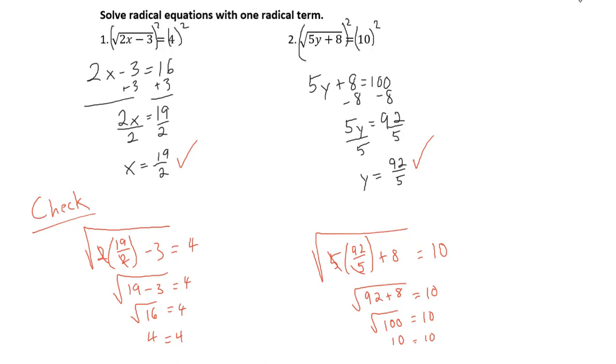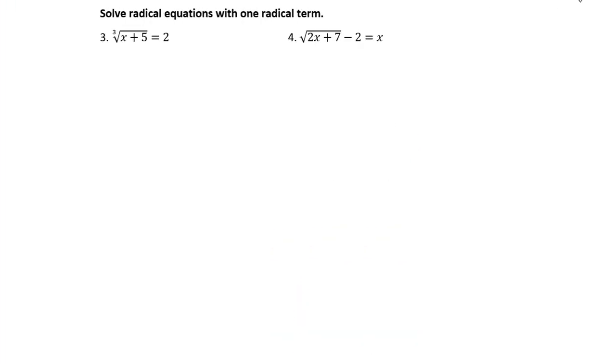All right, let's look at another example. Okay, so this one, you can see that it's cubed. So instead of squaring it like we did in our previous examples, we need to cube this one. So cubing a cube root cancels it out. So then we get x plus 5 equals 8. Subtract 5 from both sides, and x equals 3.